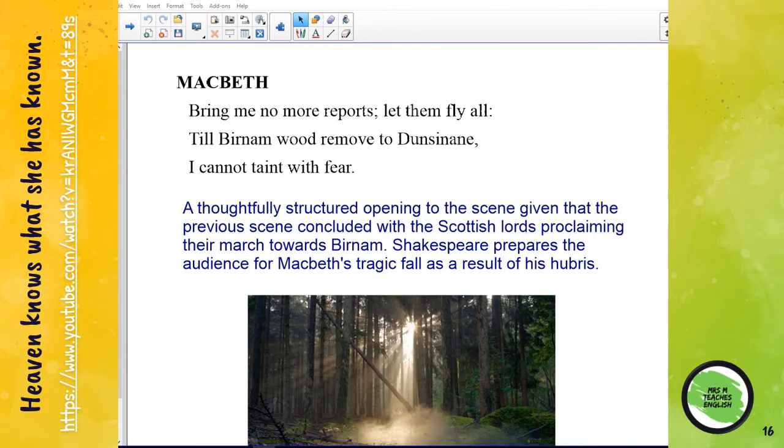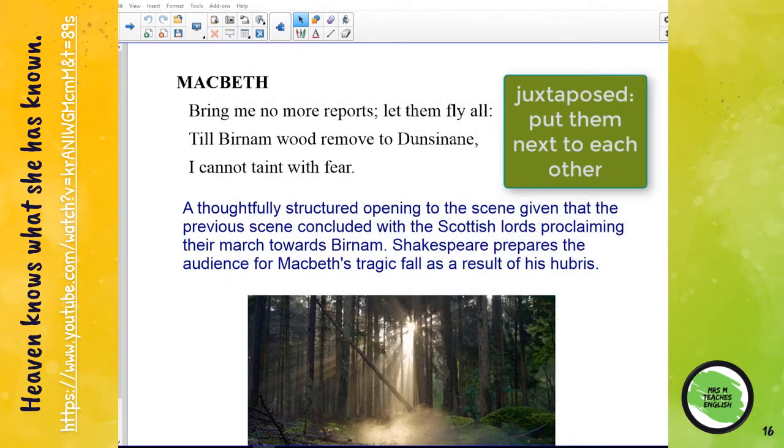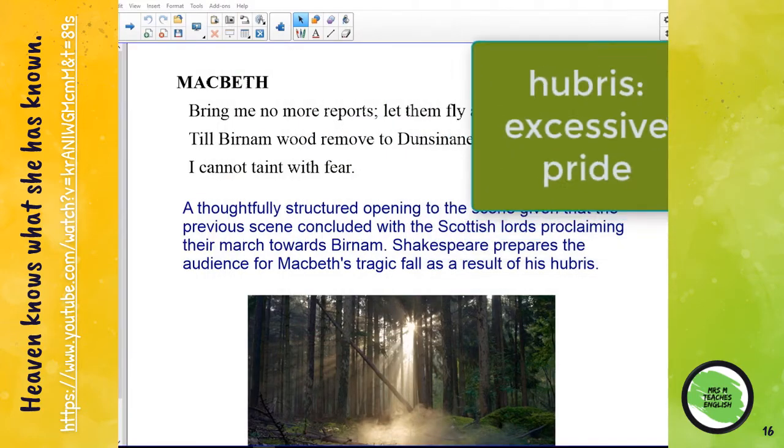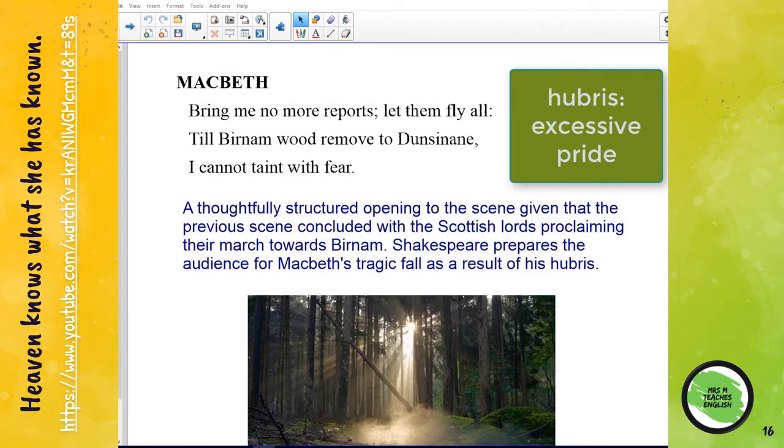And this is really interesting structurally because Shakespeare has juxtaposed this scene with the previous scene that concluded with the Scottish lords proclaiming their march towards Birnam. So we've got Birnam Wood about to move to Dunsinane. The audience is very aware of it, and so Shakespeare is preparing the audience for Macbeth's tragic fall as a result of his hubris, as a result of this kind of arrogant pride.